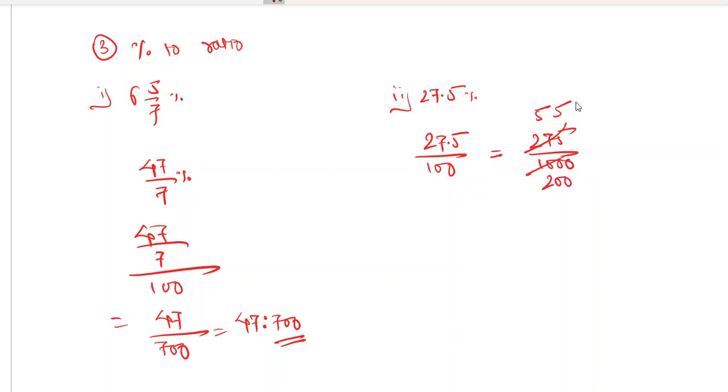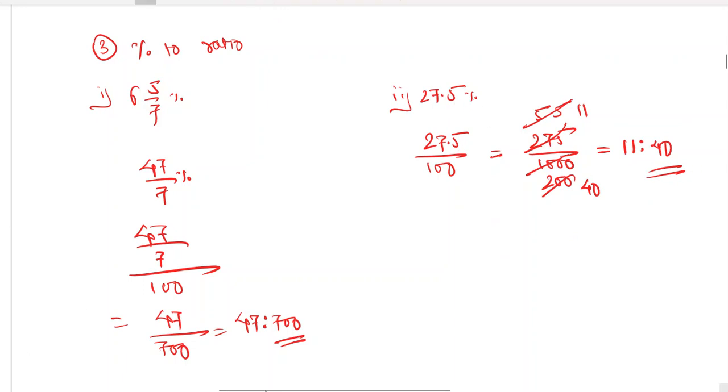You can again cut it. So 5 11s are 55, and 5 40s are 200. So the final answer will be 11 is to 40 in the lowest terms. 27.5% is 11 is to 40 in the ratio.